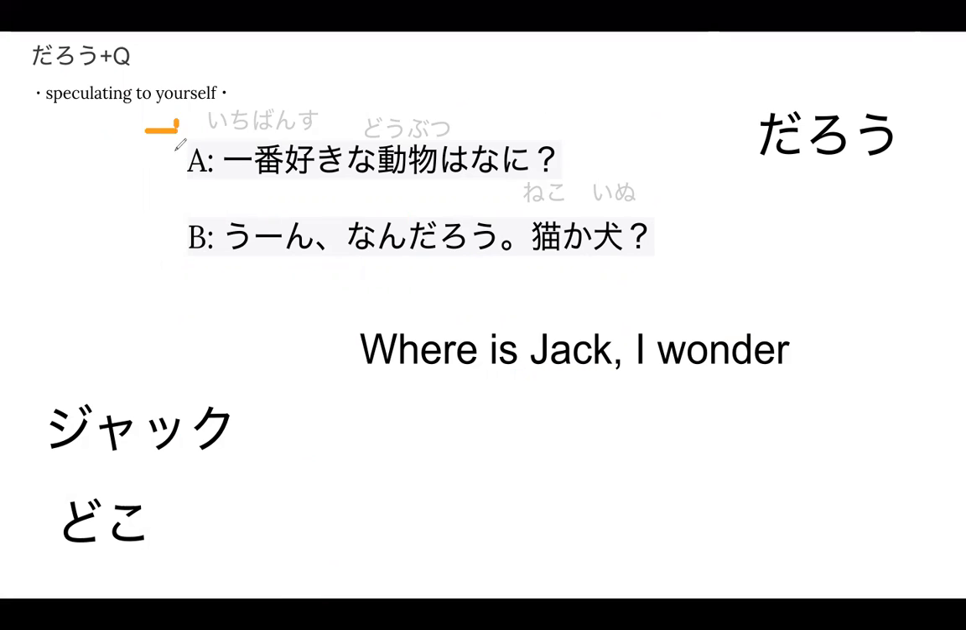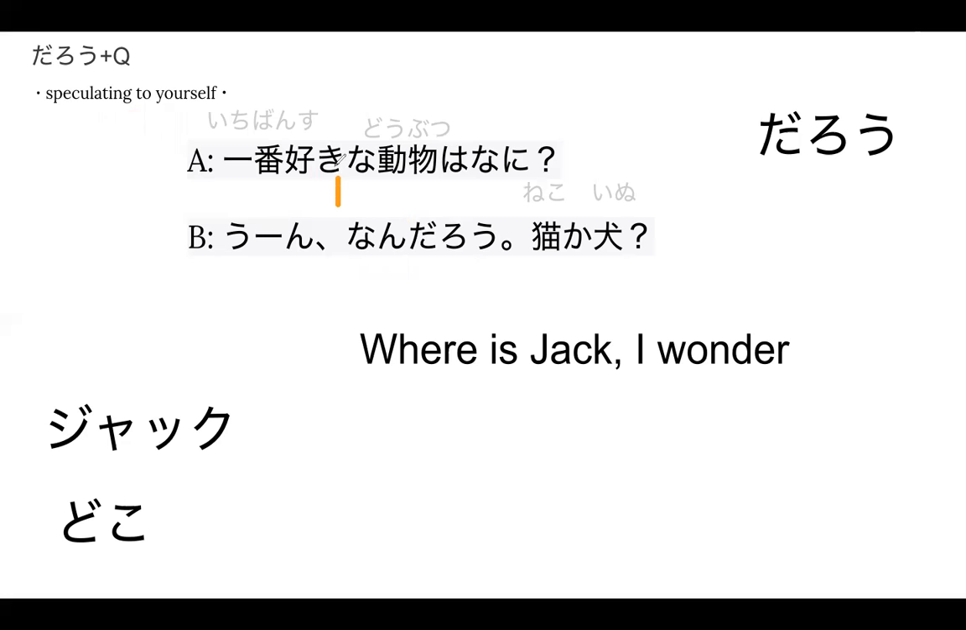So I have an example. Can you do me a favor and read the first line? Ichiban suki na dobutsu wa nani. We accidentally skipped these guys right here, which is suki na. So ichiban suki na dobutsu wa nani, which is what is your favorite animal? And can you read the next line? This is a different person talking. Nan daro. Neko ka inu ka. Nan daro.